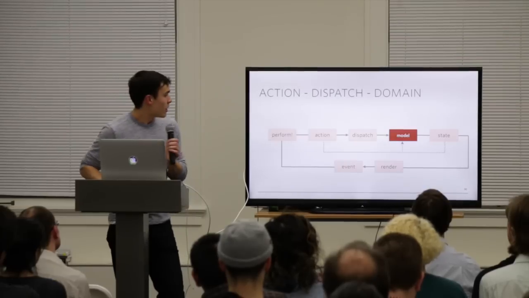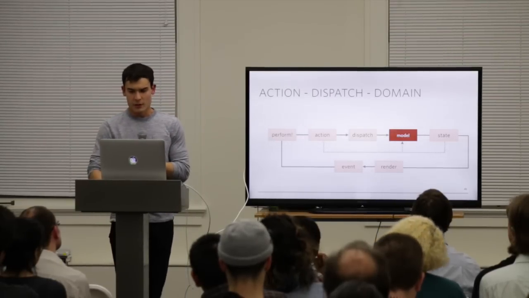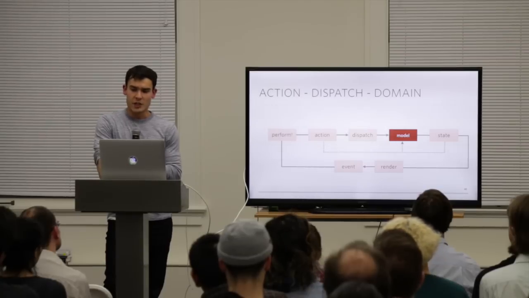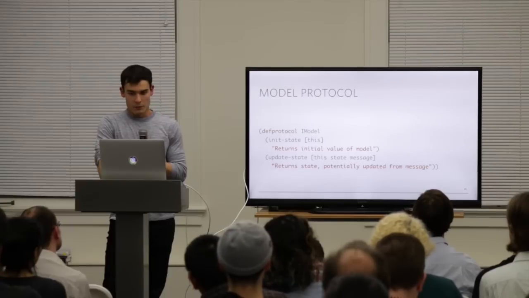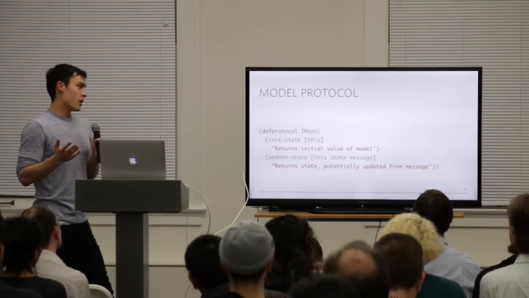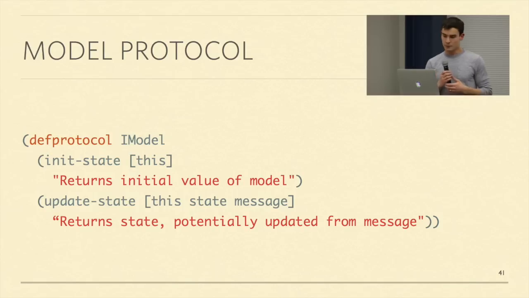Next in line is the model. And like I said, there are interesting ways of modeling state changes, specifically with pure functions. One way to do this is maybe you define a protocol for a model. Really, the two important things here are that you want to have an initial value for your model and some way to update the state of it. So we have an init state function and then an update state function. Anyone that wants to be a model can just implement this protocol.